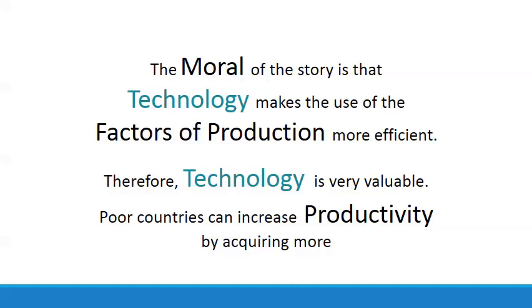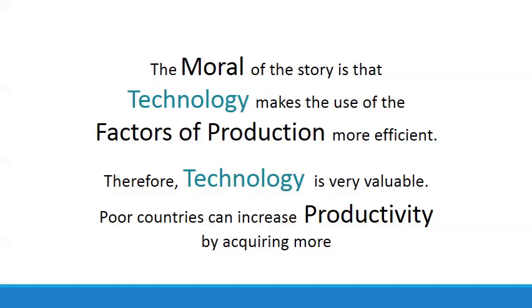Okay, so let's finish our lesson on the factors of production with this. The moral of the story is that technology makes the use of the factors of production more efficient. Understand that efficiency is our goal. We talk about this trade-off between efficiency and equity, but with a business, you're trying to be efficient. You're trying to use the absolute most of your resources while expending the least amount of money or the least amount of effort. So therefore, technology is very valuable.